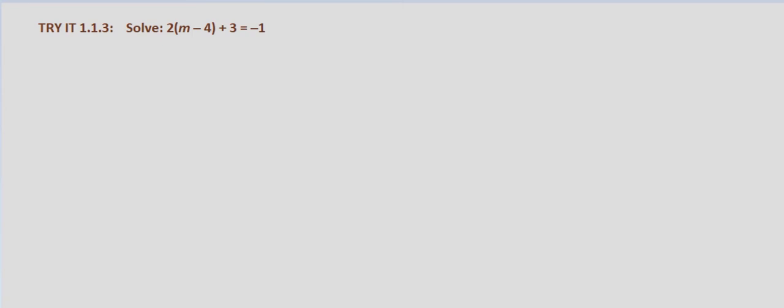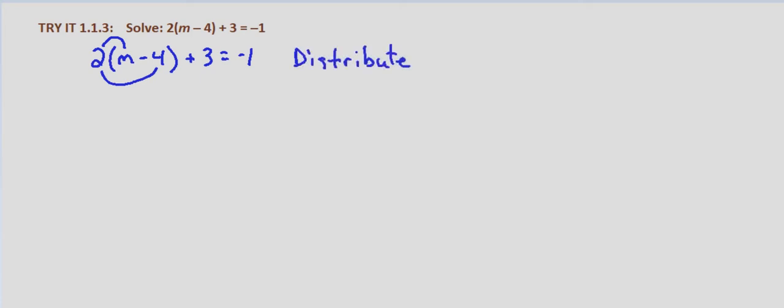So in this case, I'll go ahead and rewrite the equation. 2 times m minus 4 plus 3 equals negative 1. The right side is just a constant, so it's already simplified. On the left side, to begin simplifying, we would first distribute the 2. So we'd multiply 2 by m and 2 by negative 4. So the first step is to distribute.